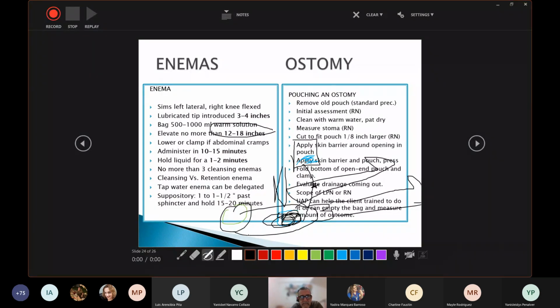If this volume of liquid enters too fast, the patient won't tolerate the procedure because of abdominal cramps, colics, pain. You need to ask the client to hold for 1 or 2 minutes. If the client cannot hold more, then you need to send the client to the toilet. Please take care of not giving more than 3 cleansing enemas to a client, because more than that can produce water retention.